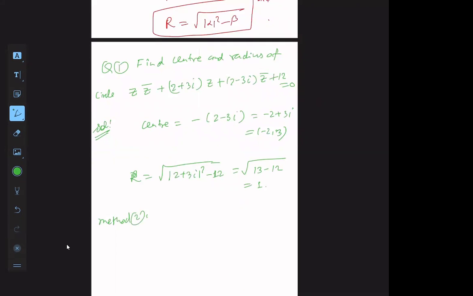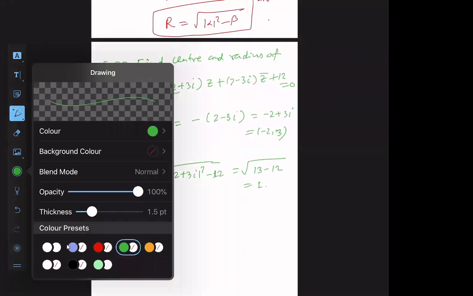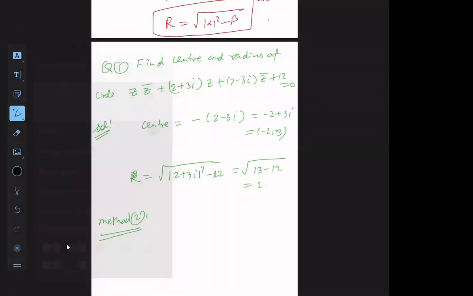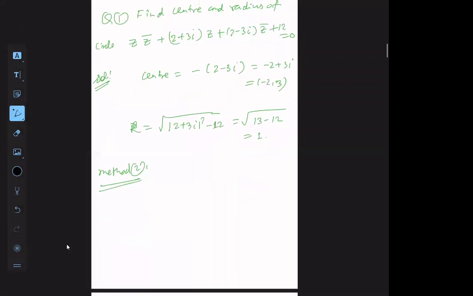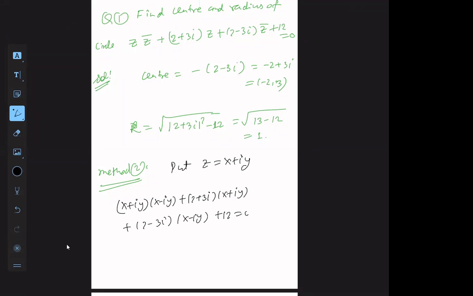For example, if you forget all these results, then how can you calculate the center and radius? Just put z is equal to x plus iy. So it becomes x plus iy into x minus iy plus 2 plus 3i into x plus iy plus 2 minus 3i into x minus iy plus 12 equal to 0.